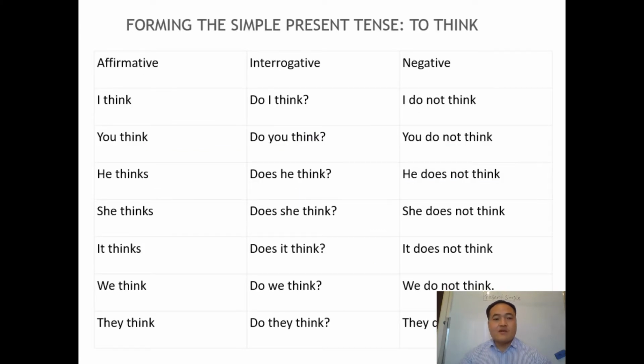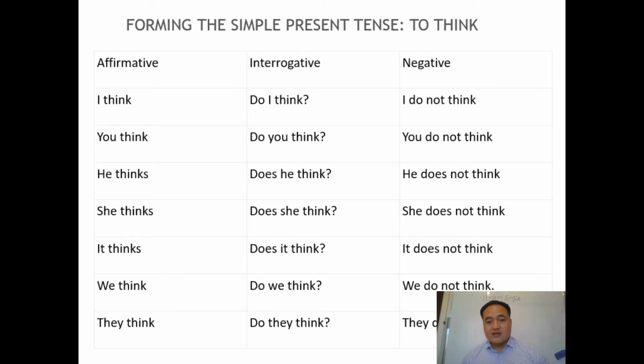There are three forms. The first one is affirmative, which is the positive form of the present tense. The second one is interrogative, which is the question form, and the last one is the negative form. The affirmative form is formed as the subject plus the base form of the verb. I think. The interrogative form is formed as do or does plus subject plus the base form of the verb. Do I think?